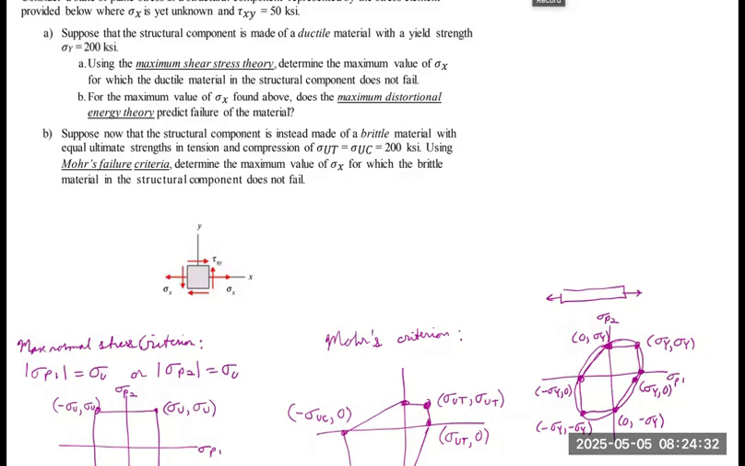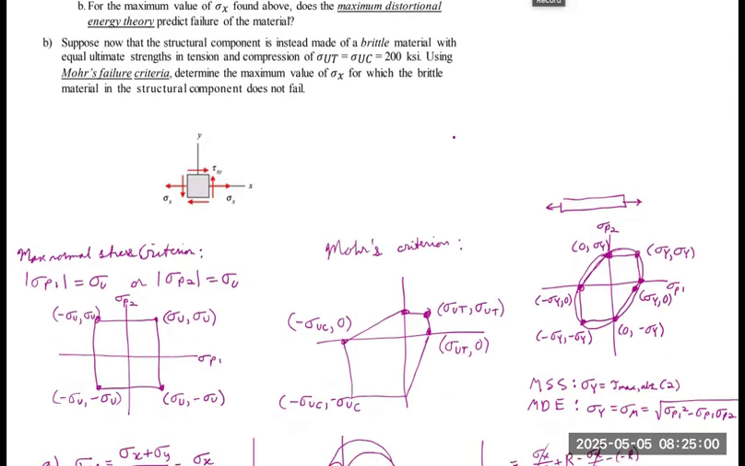Okay, so now we can move on to part B, which says: suppose now that the structural component is instead made of a brittle material with equal ultimate strengths in tension and compression, sigma ultimate tensile equal to the ultimate strength in compression of 200 ksi. Using Mohr's failure criteria, determine the maximum value of sigma x for which the brittle material and the structural component does not fail.